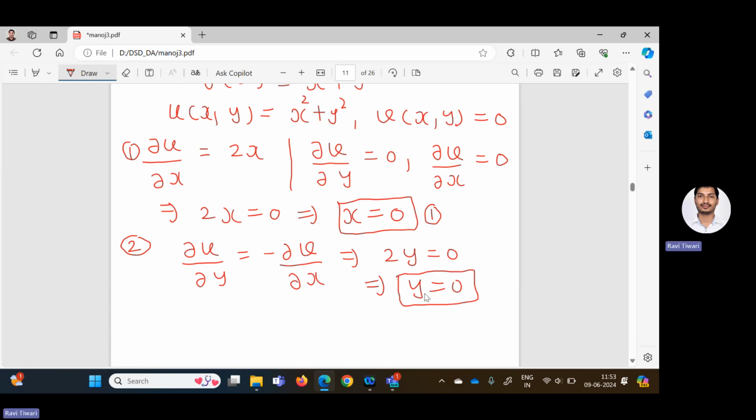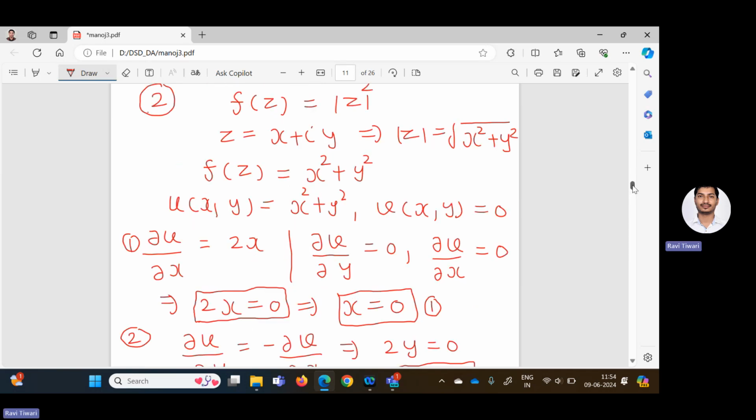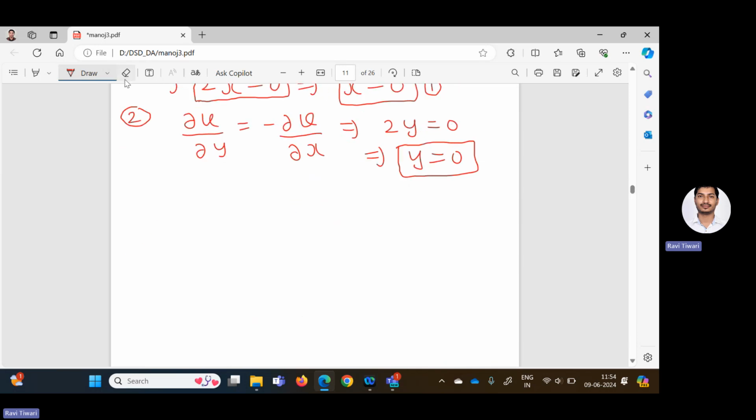The CR equation is only satisfied at x equal to 0 and y equal to 0, because in the first component we get 2x equal to 0. For what value of x will it be satisfied? X equal to 0 only, because if x is non-zero, like 1, 2, 3, 4, 5, the left hand side is a non-zero quantity and the right hand side is 0, which is not possible. Similarly in the second component 2y equal to 0, so y is 0. So the CR equation is satisfied only at (0, 0). If x is non-zero, or y is non-zero, or x non-zero and y 0, the CR equation will fail. In this question, we came to know that this function satisfies the CR equation only at z equal to 0.